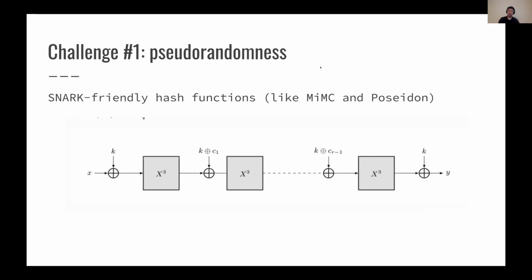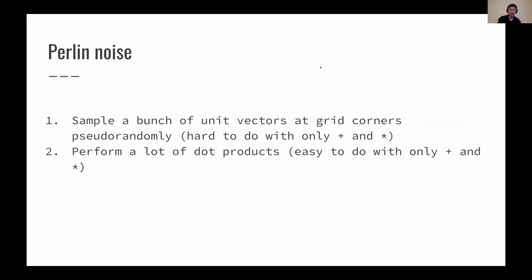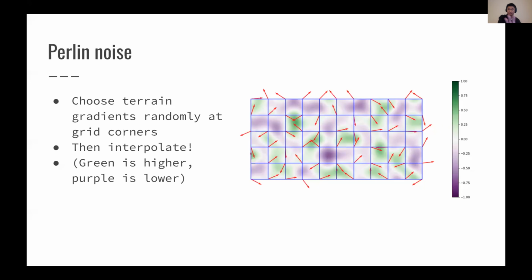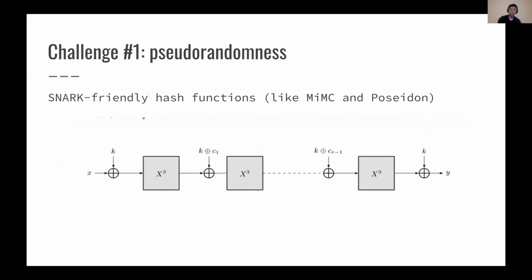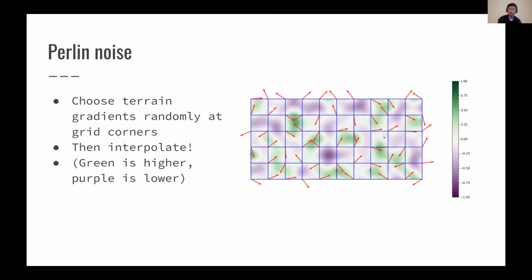All right, so what I'm going to do now is discuss some of the specific challenges of fitting all of this stuff inside of a SNARK. The first challenge is that you need to be able to pseudo-randomly sample these gradient vectors at every grid corner. So why is this hard? Well, essentially what we need is some function f that I can plug the coordinates of a grid corner into, and as output I get a random unit vector.